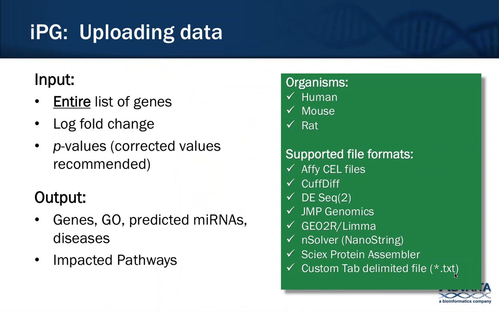I'll just reiterate that again. The log fold change, not just the raw fold change. We want the log fold change, and it doesn't matter whether it's log 2 or log 10. That's kind of up to you. And then the p-value and/or corrected p-value if you have that. Most of the pipelines that get you to differential expression will have all of these three components in it. So it's just a matter of saving it in that format and then uploading it into iPathwayGuide.